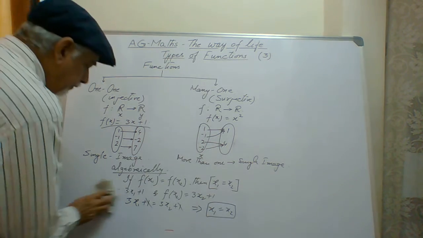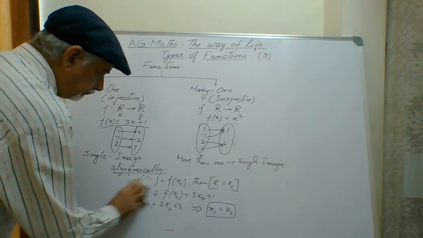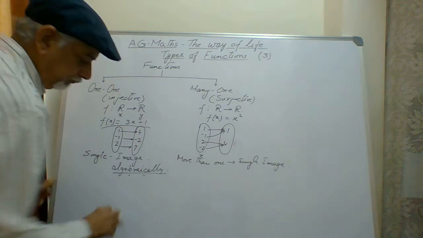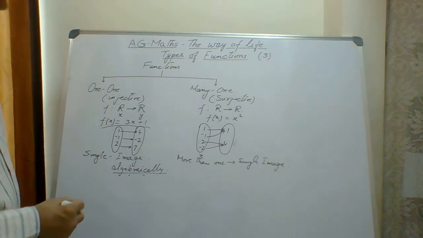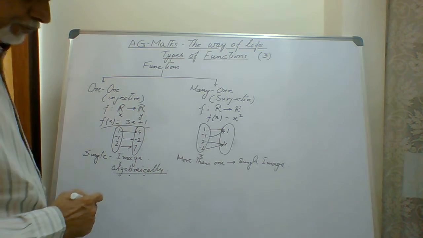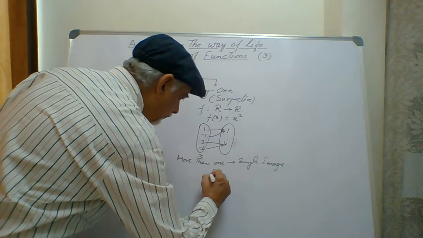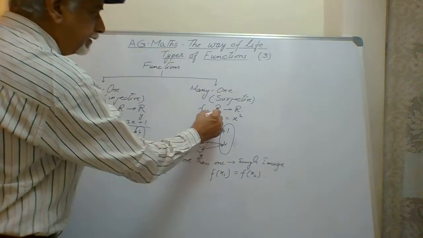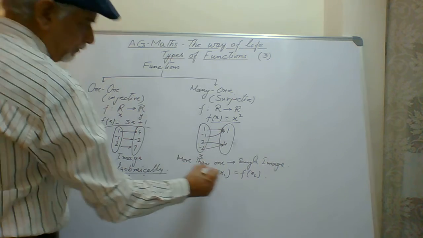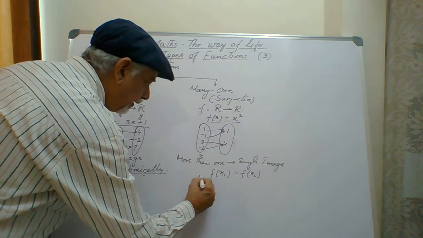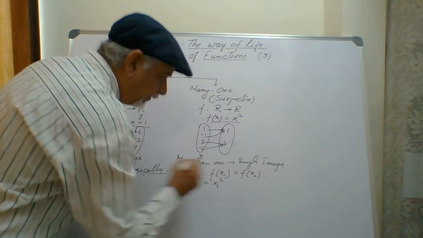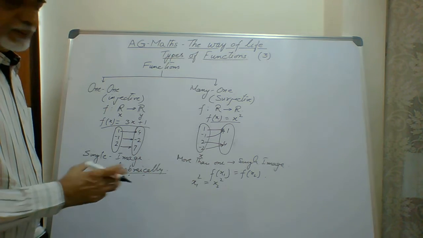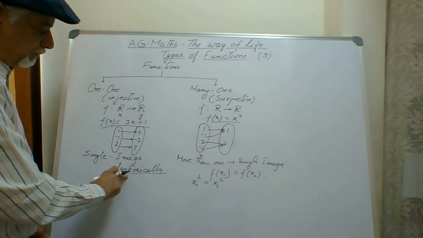Now let us talk about the other one. Algebraically, what is the concept for many-one? In many-one, we know f(x1) is equal to f(x2). If I put f(x1) is equal to f(x2), then what happens? My function is this. So x1 squared is equal to x2 squared. Right? From here, we won't get only x1 is equal to x2. We'll get something else. But in the earlier case we got only x1 is equal to x2.